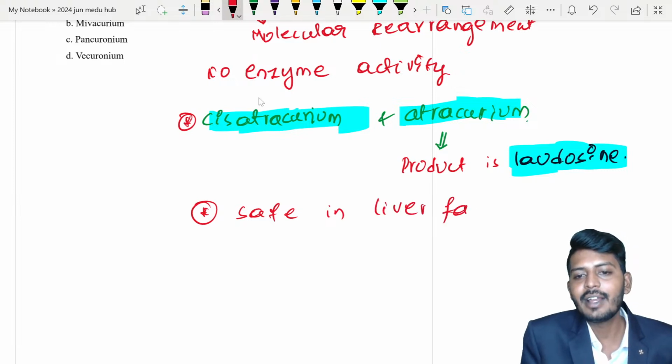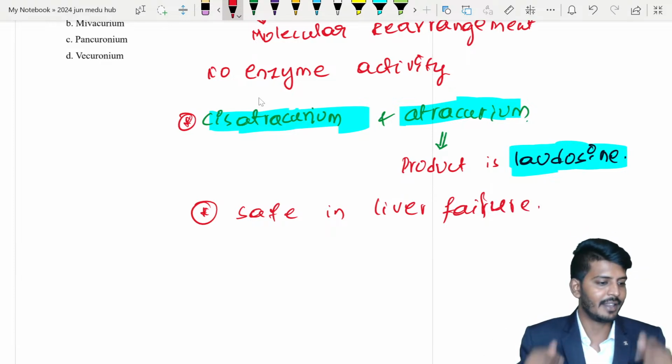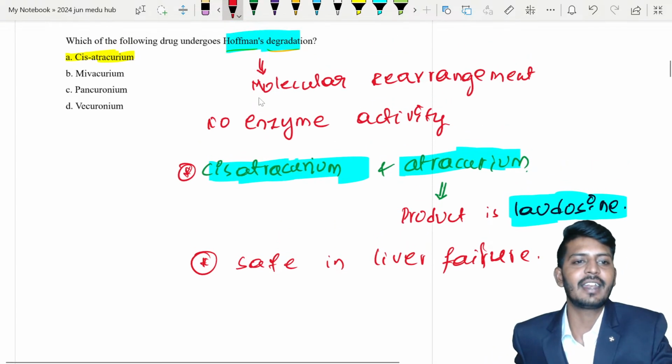Why? Because liver itself is not required for their metabolism. They undergo metabolism apart from the liver. That is why. Okay, so this is the story of atracurium and cisatracurium.